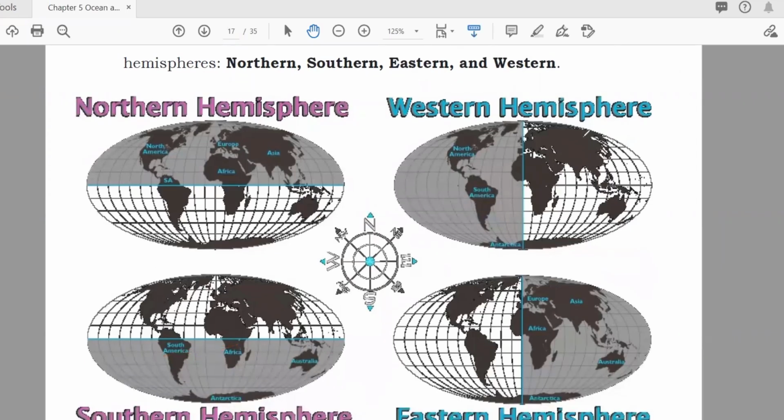Got it? And if you divide them in this way, then this half is known as the western hemisphere. You can see, because it is toward the west; this is known as eastern. The upper one is known as northern, and this is the southern hemisphere. Is there any confusion?